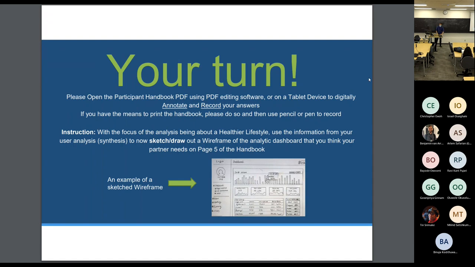So your turn now. You're going to go to page 5 of the handbook. With the focus of the analysis being about a healthier lifestyle, we're going to use the information we got from the last few pages from our user who we're interviewing. And we're now going to sketch and draw out a wireframe for this dashboard that we think our partner needs in that handbook. Okay, so again, remember, just black and white, try to get an idea of what types of charts we would use to track those statistics or analytics that they're interested in or that they need to achieve their healthy lifestyle. All right, so I'll open up the breakout rooms in Teams. Any questions?